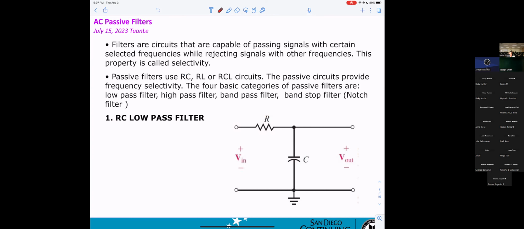Okay? What's the difference? In the passive filter, they're using only RCL. We don't need any power. And the active filter, they're using the amplifier. Okay? Amplifier means they need the power supply. That is the difference. The way of working will be the same. Today we're talking about passive filter.